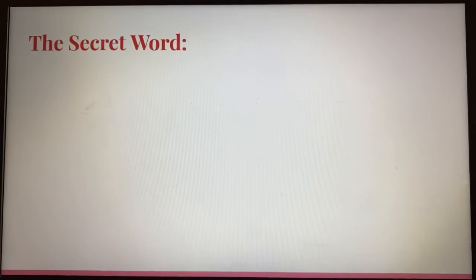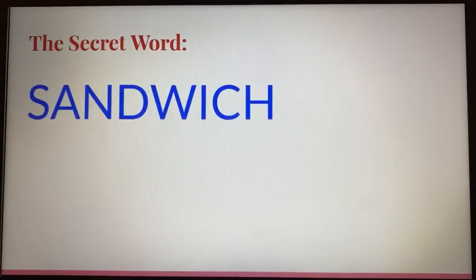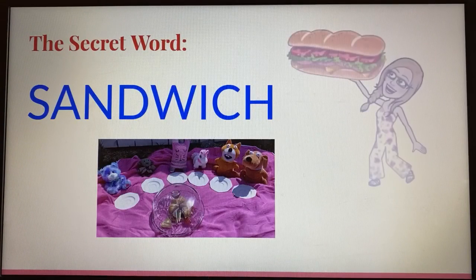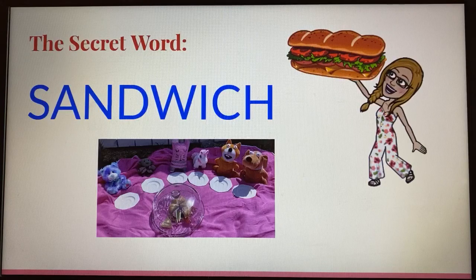So, the secret word for today is sandwich. Remember the sandwich from the picnic? And there is the sandwich. What a fun picnic that was.